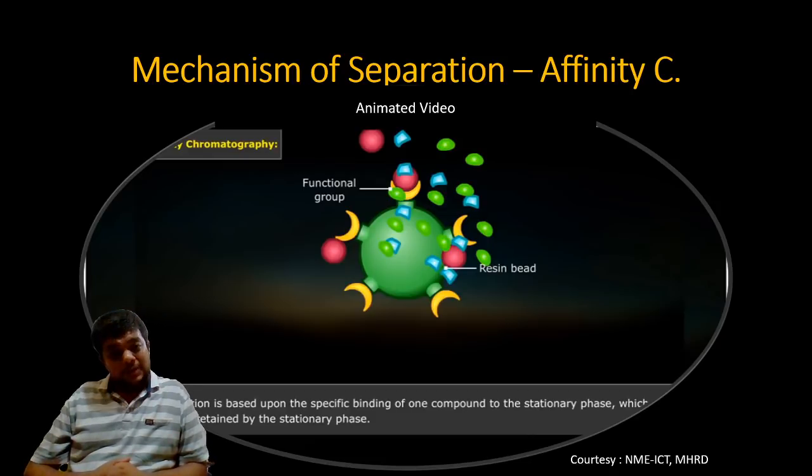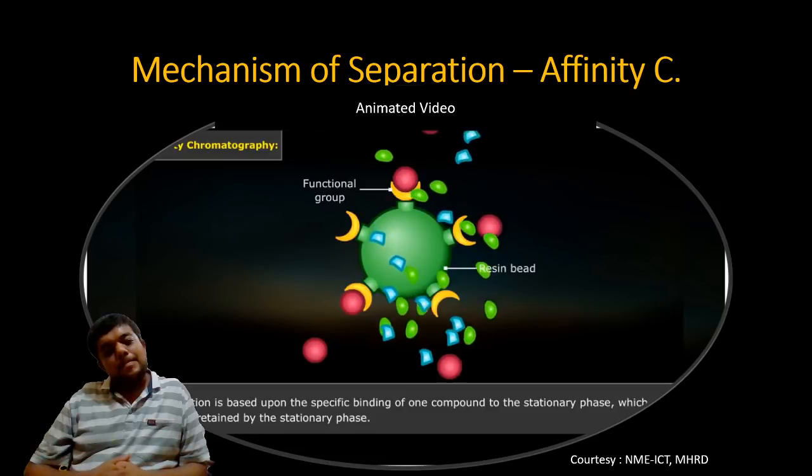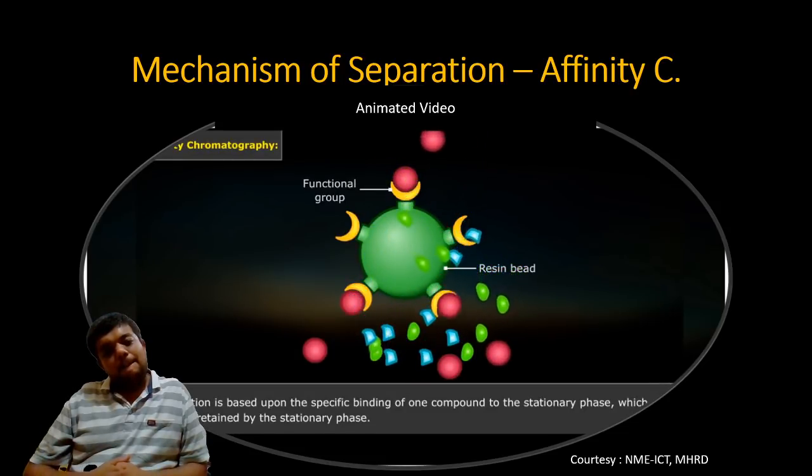But while looking to the video, remember or try to recall the lock and key mechanism that you have learned in your high schools or higher secondaries plus 2 classes, when you had the enzyme separation, when you had the biomolecule separation, when you had the catalysis experiment, like that. Over here, you will see the same. So first, let us have a look on the video and then move further with the mechanism of separation leading to affinity chromatography. Is based upon the specific binding of one compound to the stationary phase, which will be only.